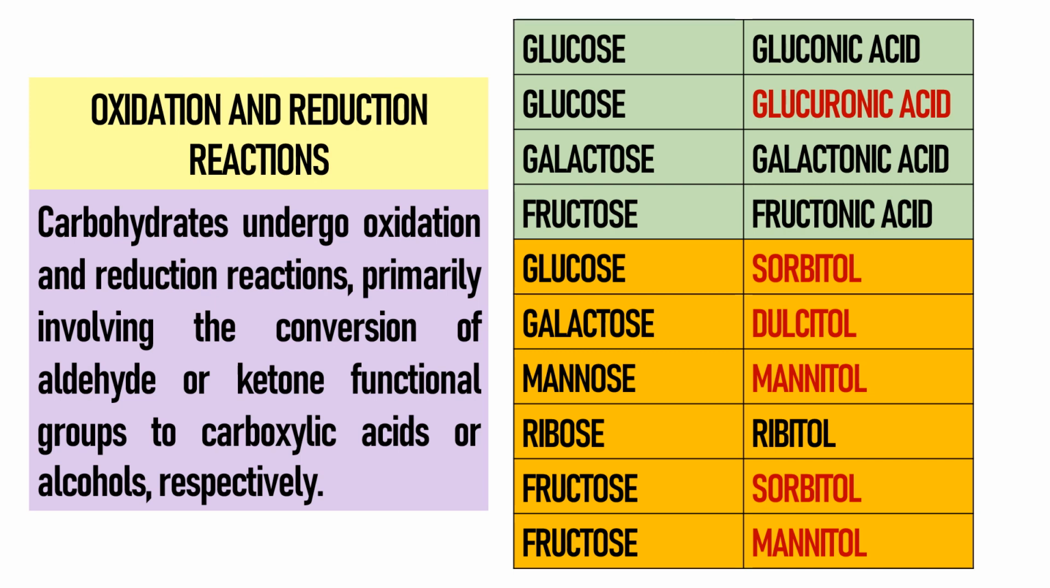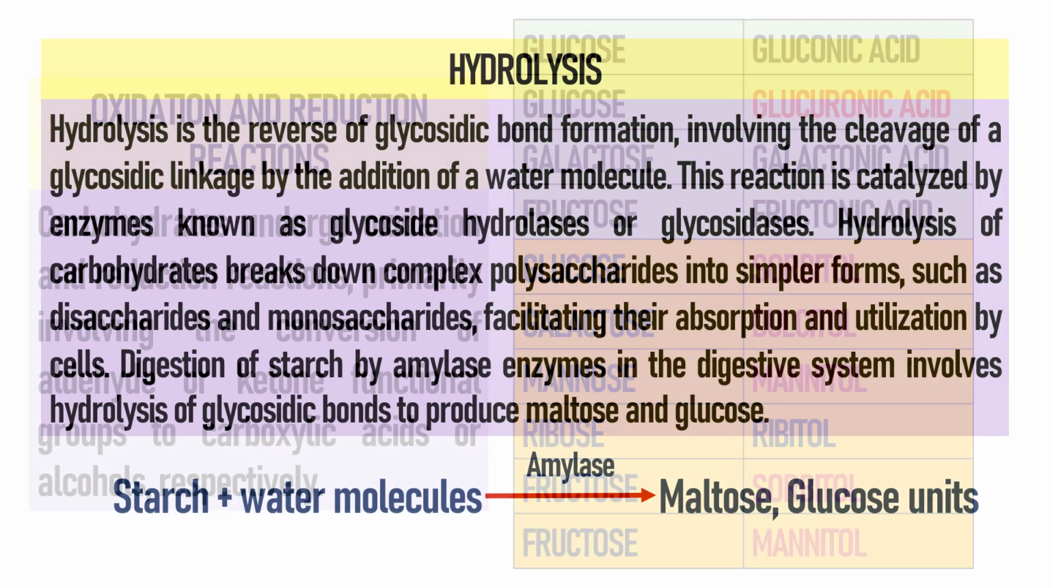Carbohydrates undergo oxidation and reduction reactions, primarily involving the conversion of aldehyde or ketone functional groups to carboxylic acids or alcohols, respectively. In the box shown alongside, some examples of sugar acids and alcohols have been shown. You may want to remember the names of these compounds. Glucuronic acid, sorbitol, dulcitol and mannitol have significant applied importance.